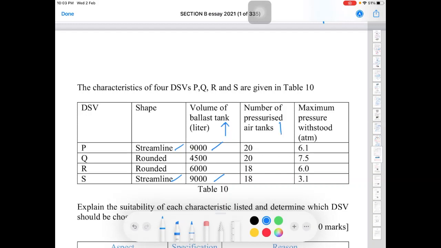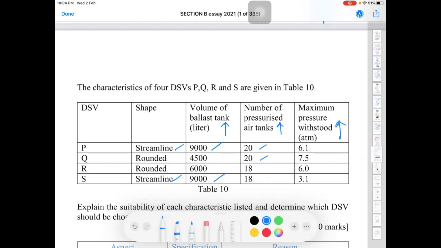Jadi, kita mestilah nak many number of. You nak many. Alright. Maximum pressure withstood. Maksudnya sekarang you nak the DSV kamu tu boleh withstand high pressure. Sebab kalau dia masuk dalam air laut, lagi greater depth, the greater the pressure. So kalau that vehicle dia tak boleh tahan pressure, it will break. Jadi kita mestilah nak maximum pressure withstood.